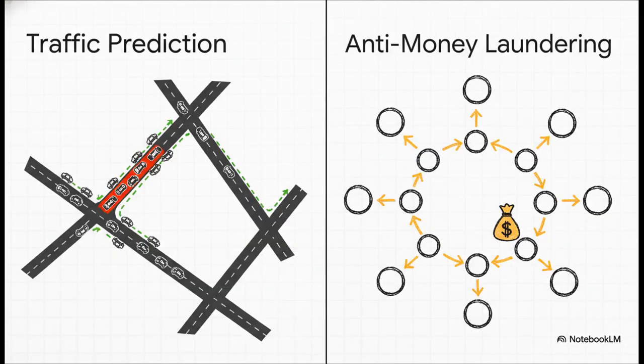GNNs are also the reason Google Maps can predict a traffic jam before it even gets bad. It sees the road system as a massive graph. And in the world of finance, they are an absolute game changer for spotting fraud. You see, a single transaction might look totally normal, but a GNN can see the entire web of accounts and spot a suspicious loop of money that's trying to hide its tracks.